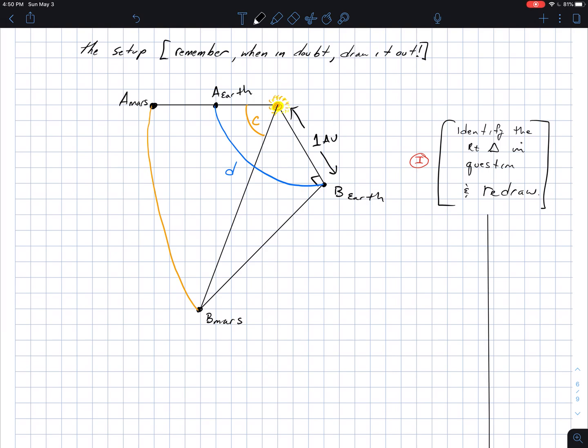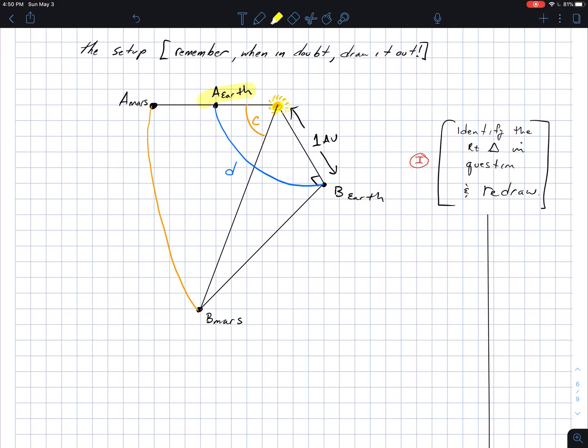I redrew the basic problem and the premise. Notice I labeled things. I labeled point A for Mars and point B for Mars. Where did it start? Where did it end? I did the same thing with Earth. Where did it start and where did it end? Because we're rotating in this direction right now.